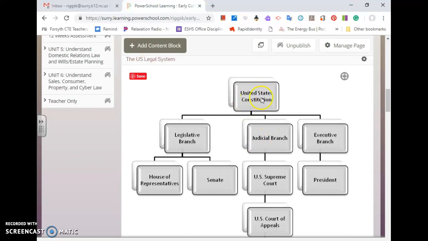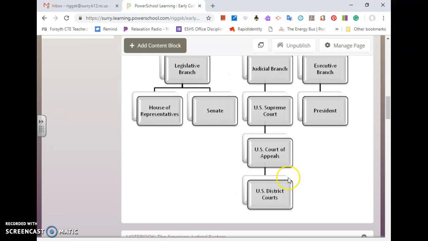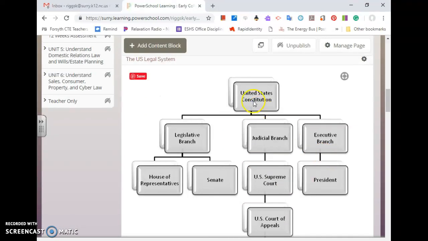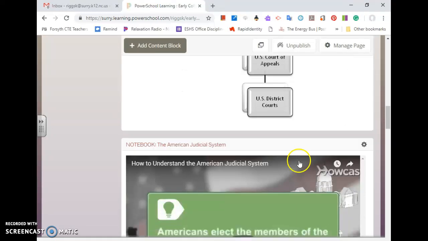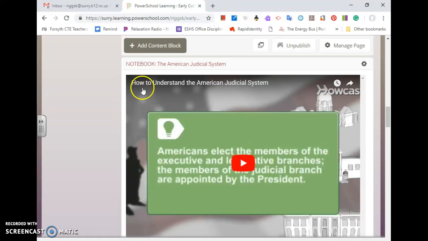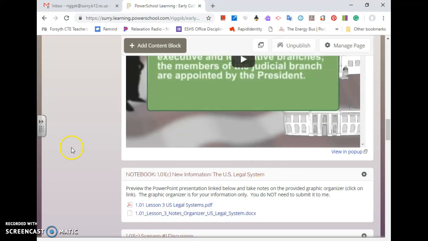I've had some students who find it beneficial to actually draw this in their notebook so they have it for their quizzes and tests. How the judicial system is set up, or the U.S. legal system. And you have the American judicial system. This is another video you watch and you take notes on the video.